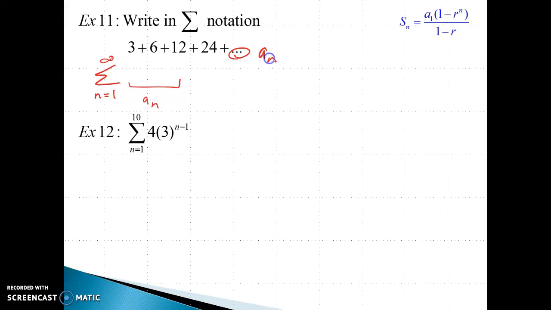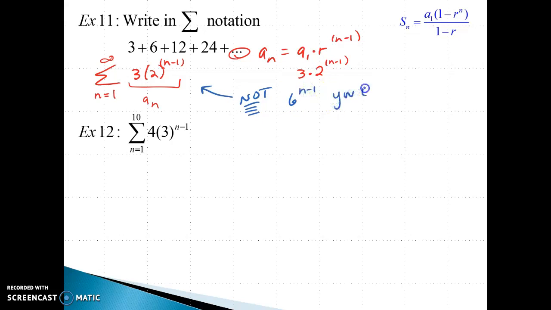Now to get my a sub n, recall that it's a1 times r to the n minus 1 power. Here my a1 is 3. If I do my division test, I can see that my r is 2. So 2 to the n minus 1. So my final answer would be 3 times 2 to the n minus 1. Now I want to mention that in this case, this is not by any means equal to 6 to the n minus 1. You can't multiply the constant with the base. Doesn't work.